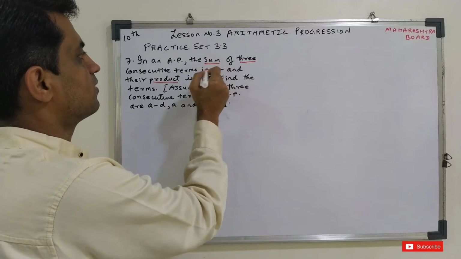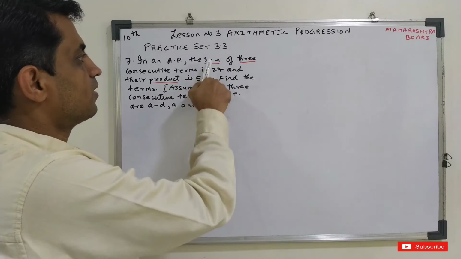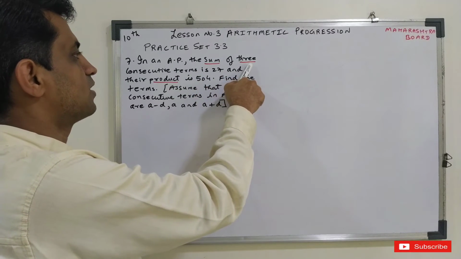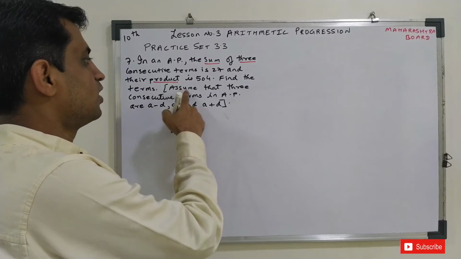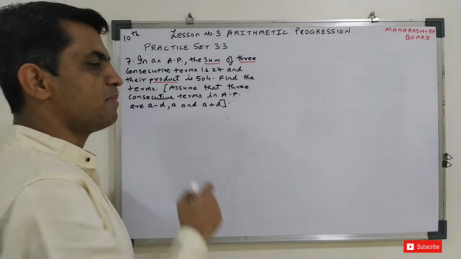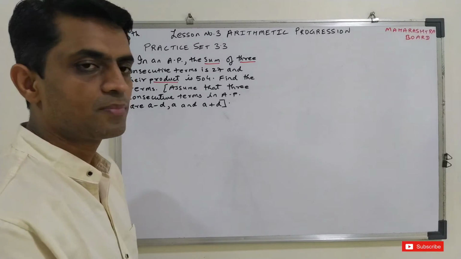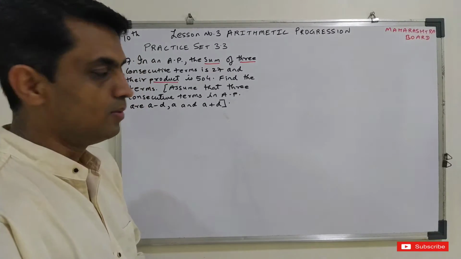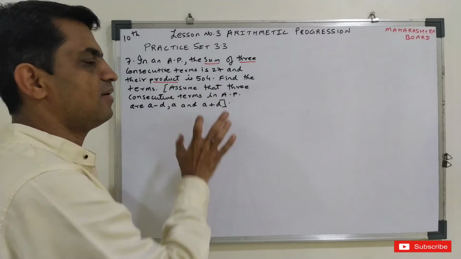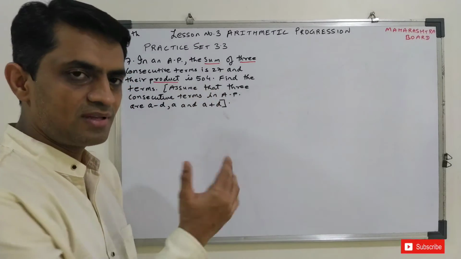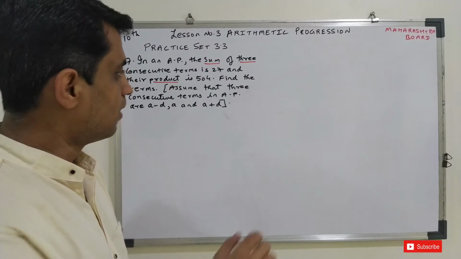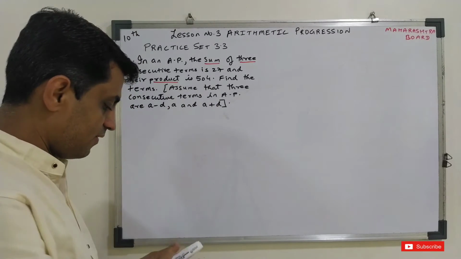They are given that the sum of the terms is 27. 3 consecutive terms are there, and the product is 504. And they are asking you to assume these consecutive terms as A minus D, A, A plus D. In the introduction only, I told you. This information in the bracket they will not give you in the exam, that you have to remember. Since you are solving from the textbook, they are given here. Now, let us start.